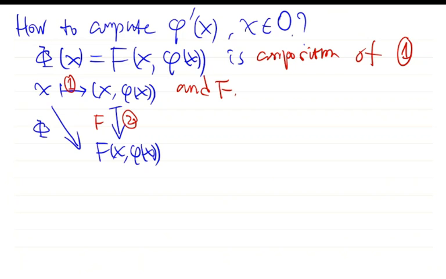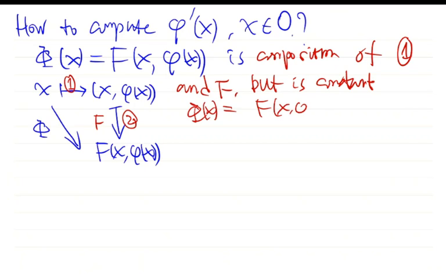before using the chain law, we also know that this is actually a constant map. It is constant because by the property of small phi, capital phi of x, that is F(x, small phi(x)), is always 0 for any x in O. Okay, so this is a constant map. Therefore, the derivative is 0.